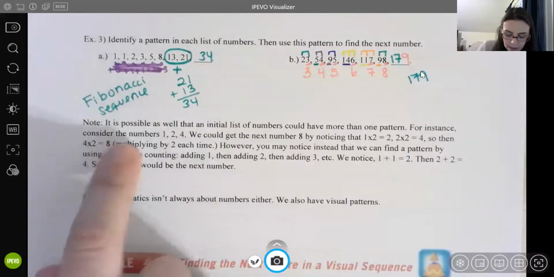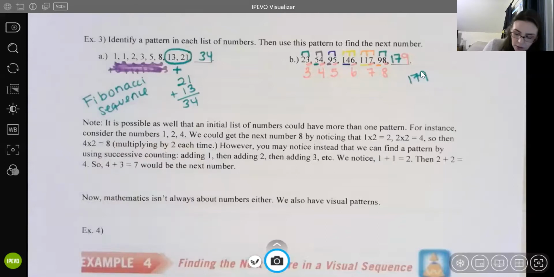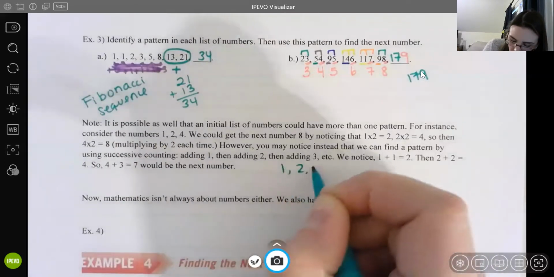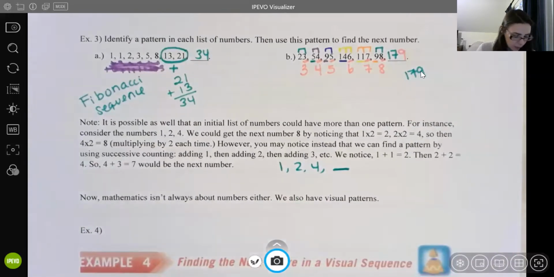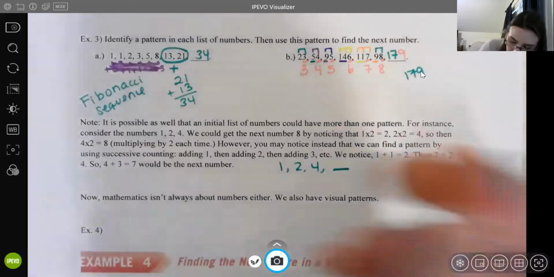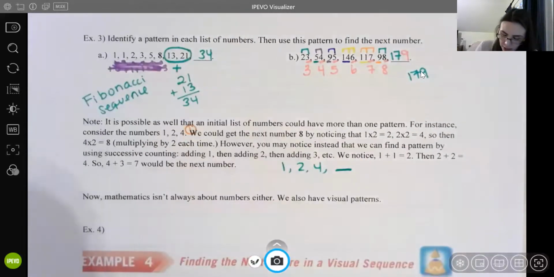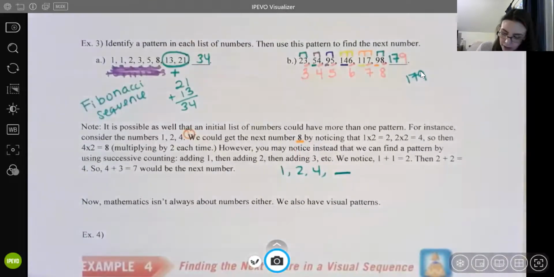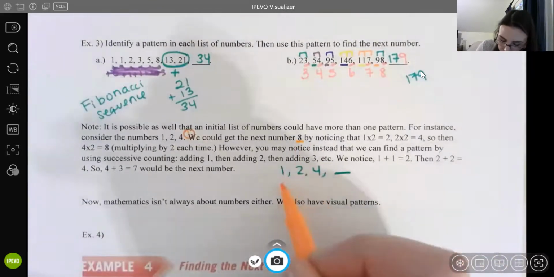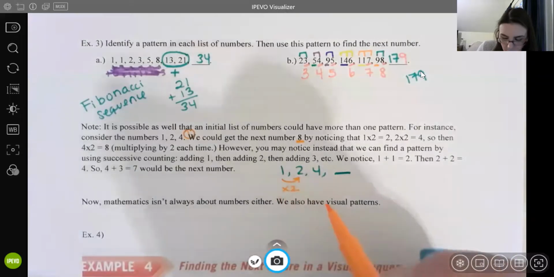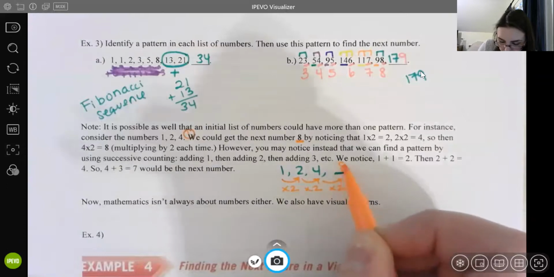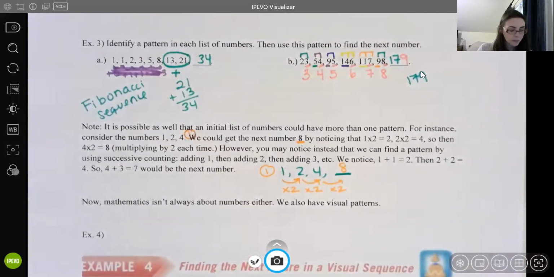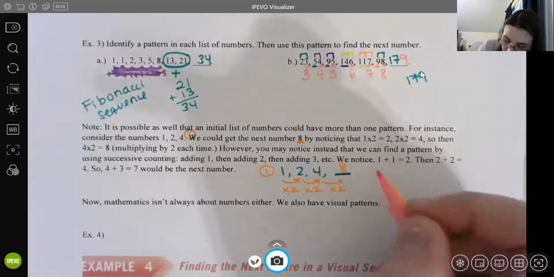So for instance, let's consider the numbers 1, 2, and 4. So let's say I gave you the example 1, 2, 4, and then I said, what's the next value? Well, there's different people that could read it different ways. So for instance, one way to think about it is we could get the next number is 8. Because we're saying, okay, well, 1 times 2 is 2, 2 times 2 is 4, 4 times 2 must be 8, right? So that would be the next number. But that's not the only pattern that's there. There's actually a different pattern that someone else may see.